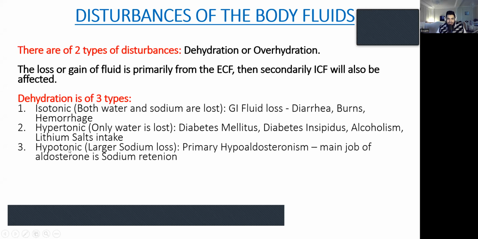And the last case is hypotonic. Hypotonic means from the ECF, water is lost. Obviously, water is lost.